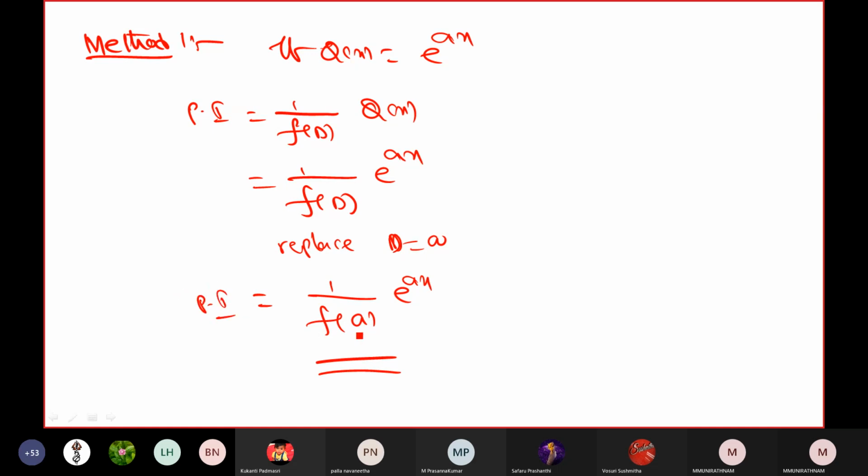In case of e^(ax), it's very simple: replace D by a. How it comes, don't worry, that has some procedure, so don't worry about that. Now write down an example for this.